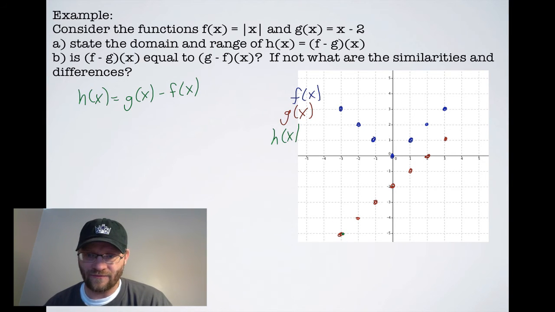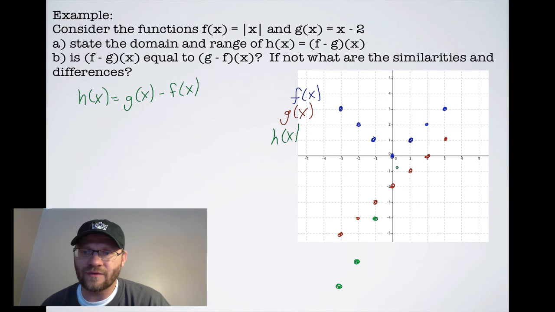So now we're taking negative 5, and we're subtracting 3. Well, negative 5 subtract 3 is negative 8. We have negative 4 subtract positive 2, which is negative 6. We have negative 3 subtract positive 1, which is negative 4. We have negative 2 subtract 0, which is negative 2. We have -1 subtract 1, which is -2. We have 0 subtract 2, which is -2. And we have 1 subtract 3, which is -2.